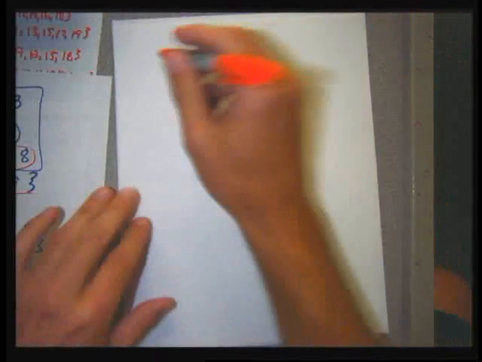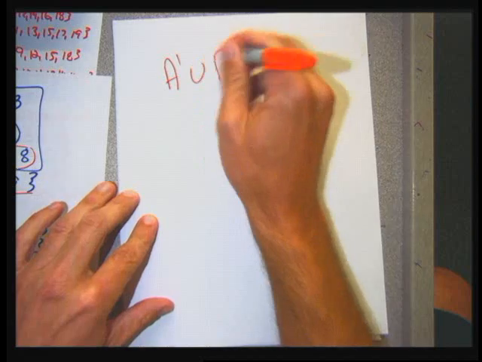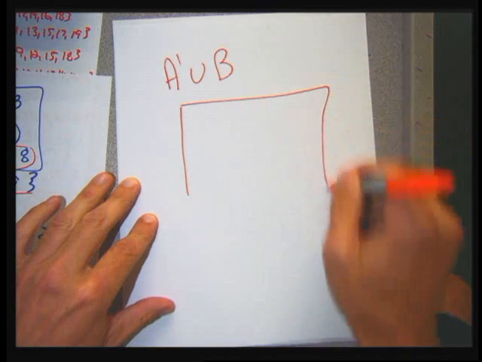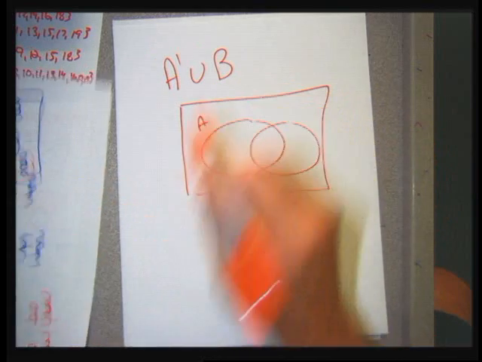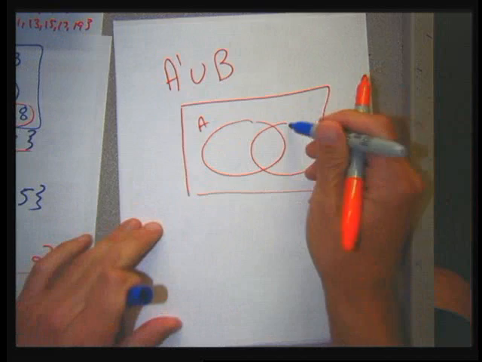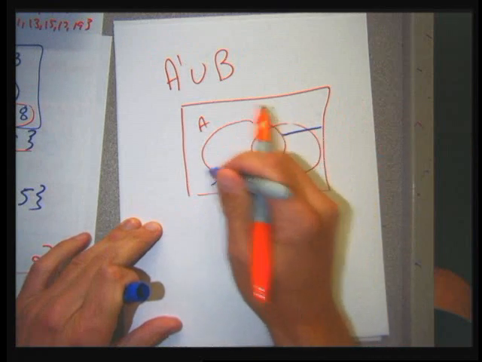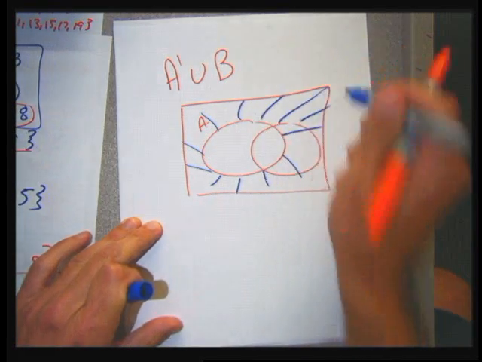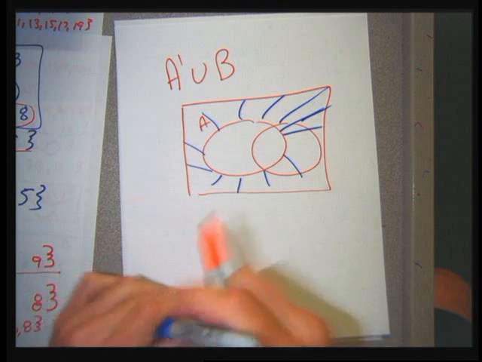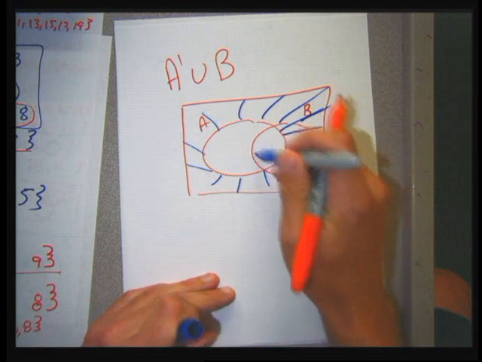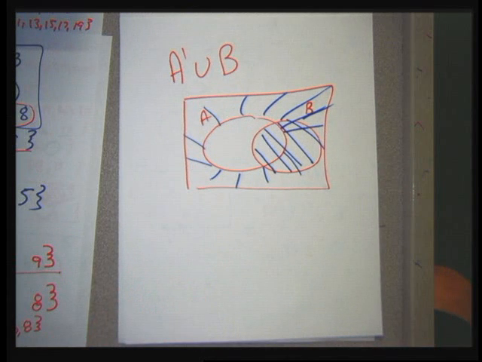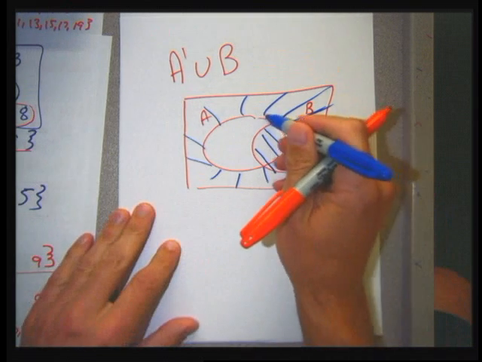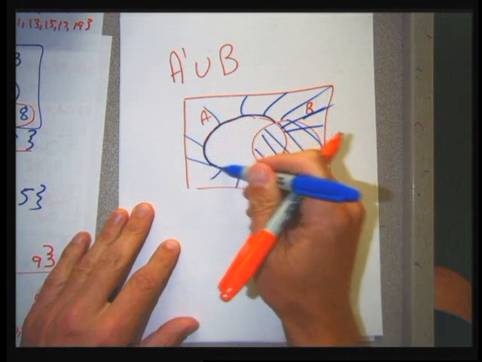Pictorially, A prime union B is anything that's outside the A circle or inside the B circle. So A prime union B, I do A prime, which is anything outside the A circle. So all of this has to be considered because all of that is outside the A circle. And then, or inside the B circle, this is inside the B circle. The only part that I'm excluding from A prime union B are these numbers. So it's the whole universe, but this blank area right there.